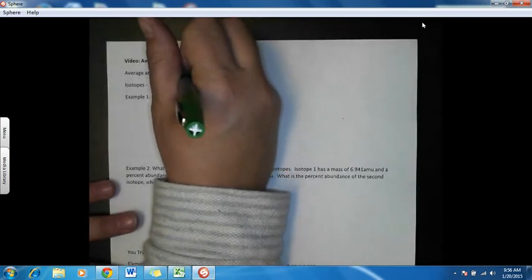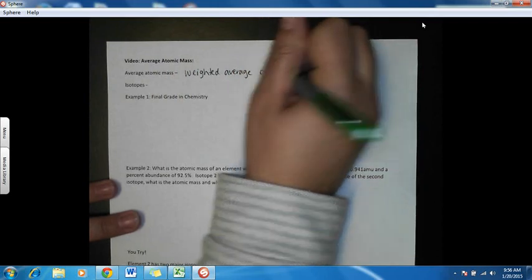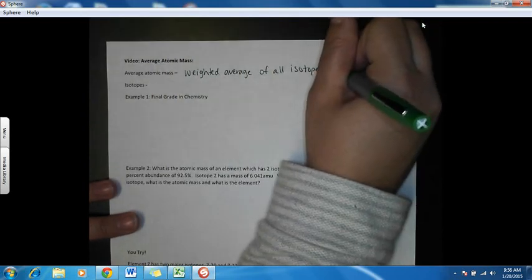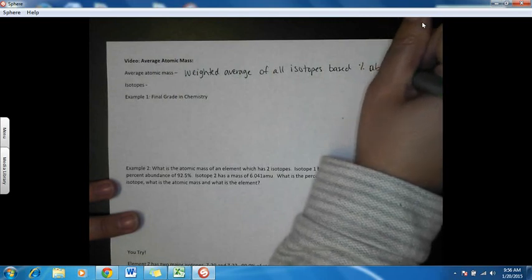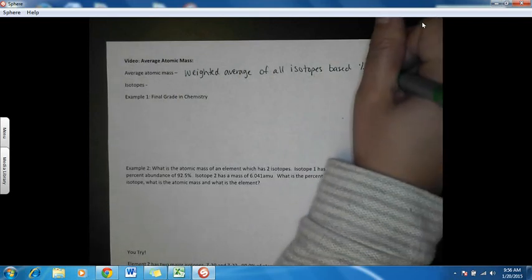Okay, today we're going to look at atomic mass. So we've seen on the periodic table the atomic number, and then on the bottom of those boxes you have the atomic mass. Now that atomic mass is actually an average, and more specifically it's what is called a weighted average of all the isotopes based on percent abundance. So percent abundance is how often that particular isotope occurs in nature.